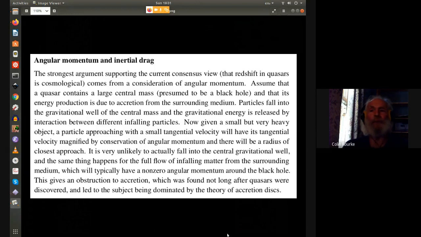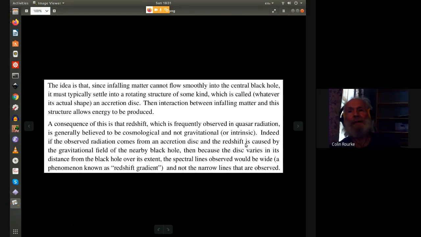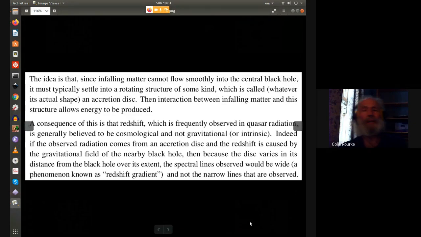And the same thing happens for a full flow of infalling matter from the surrounding medium. This gives an obstruction to accretion, which was found not long after quasars were discovered. And it led to the subject being dominated by the theory of accretion disks. Science fiction pictures of a black hole always have this disk around them. That's an accretion disk. So the idea is that since falling matter can't flow smoothly into the central black hole, it must typically settle into a rotating structure of some kind, which is called, whatever its actual shape, an accretion disk. In the interaction with the infalling matter, this structure allows energy to be produced.